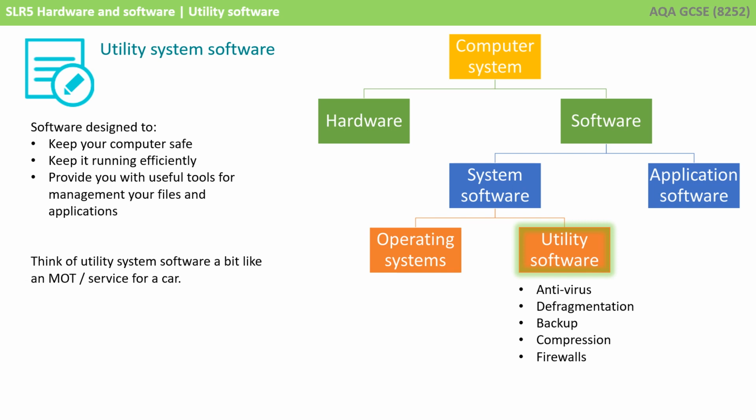In essence, you can think of utility software a bit like an MOT or service for a car. The car itself is the operating system, but unless you maintain it regularly and look after it, it eventually starts to break and slow down. A similar thing can be said of a computer.